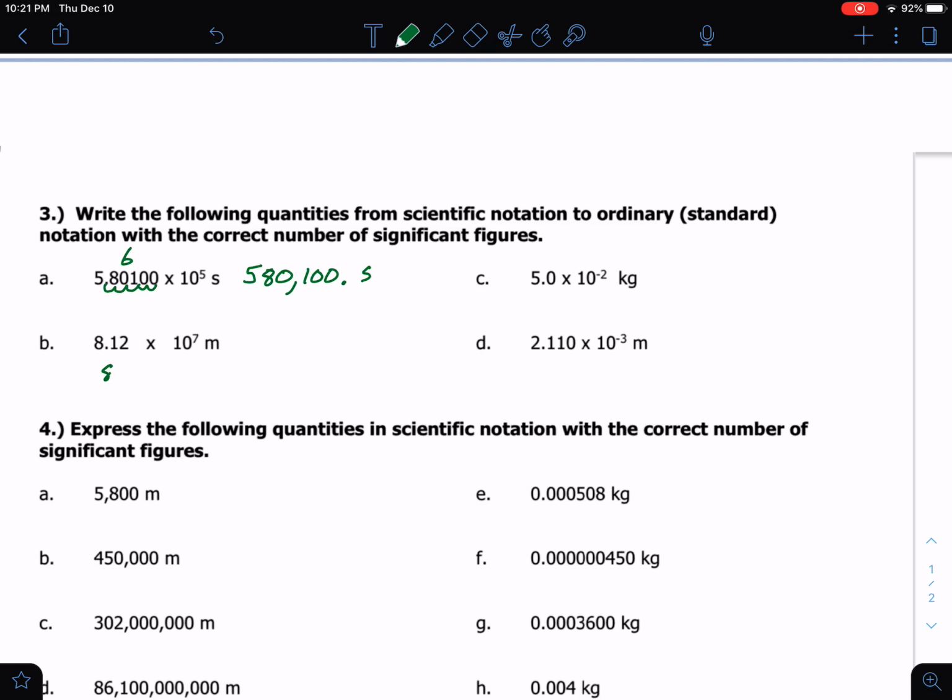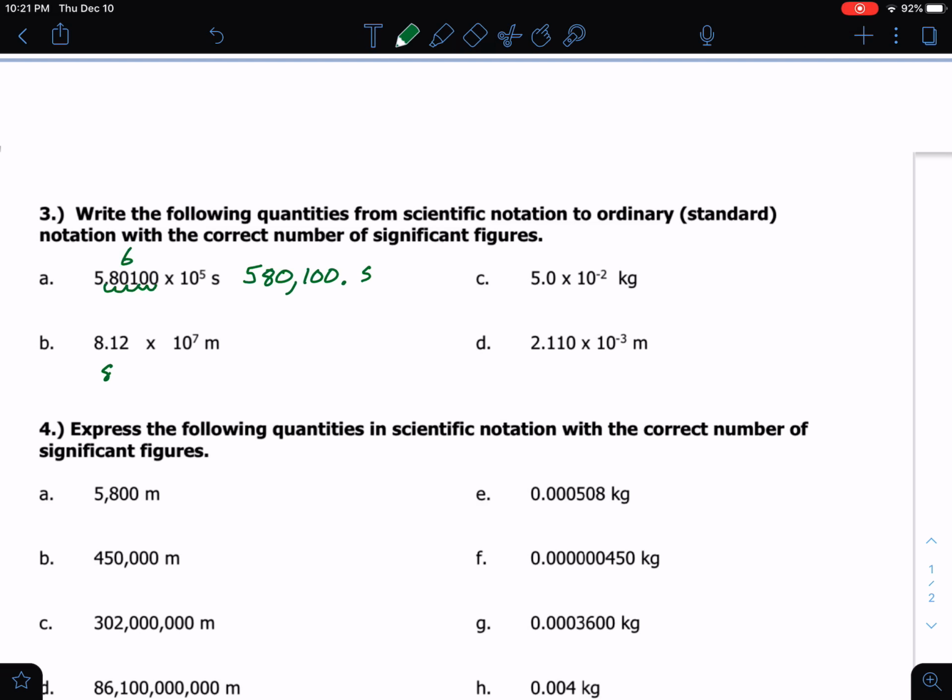So 2.110, this has 4 significant figures. This is a negative exponent, so it's going to go to the left by 3. 1, 2, 3. Decimal's here now. I'm going to fill in my gaps. So my answer is going to be 0.002110 meters. This has 4 significant figures as well because leading zeros do not count. So everything matches out.